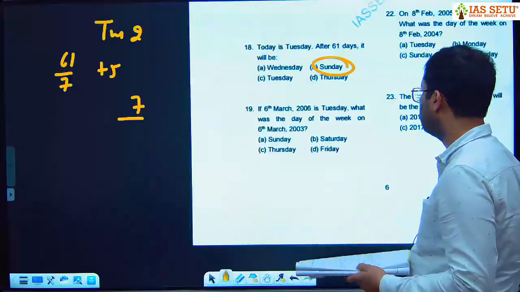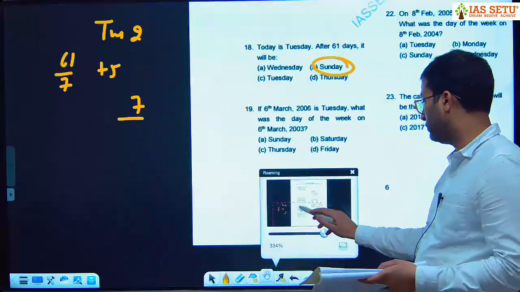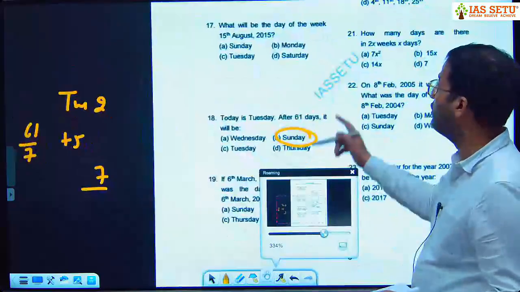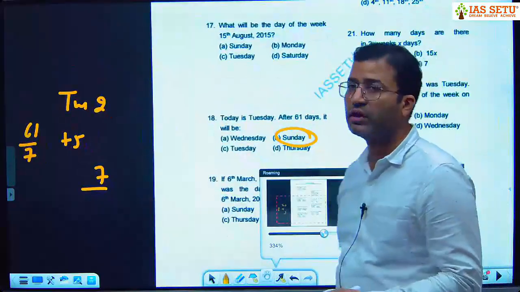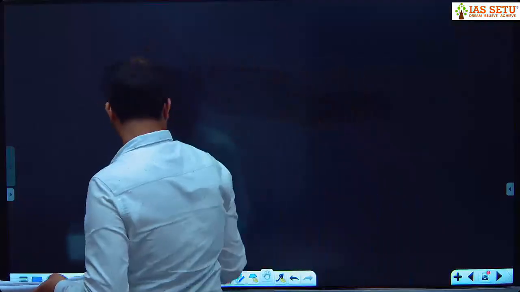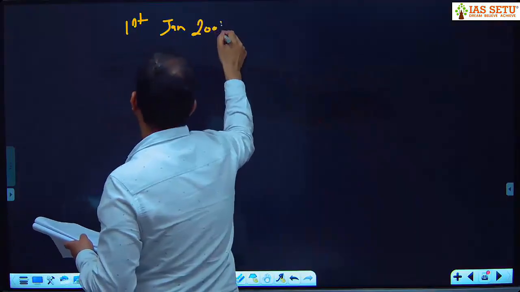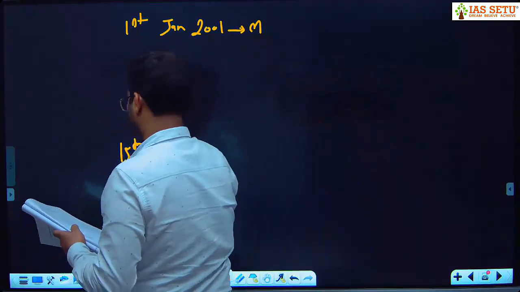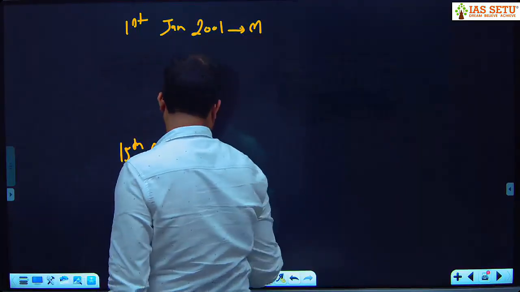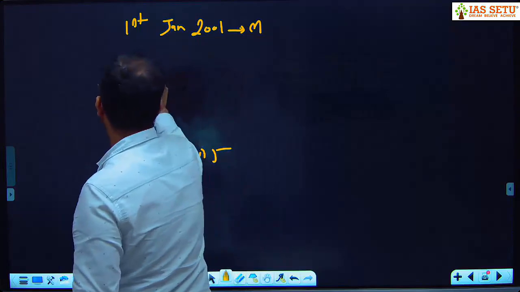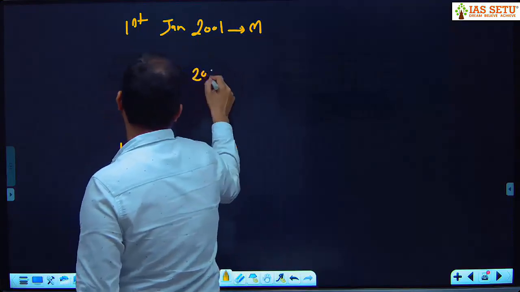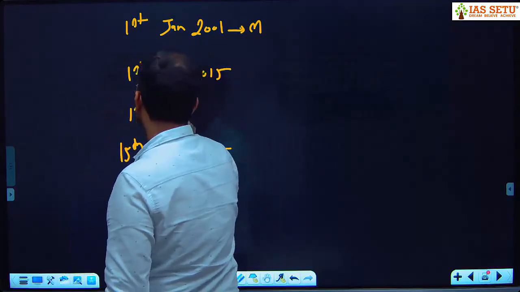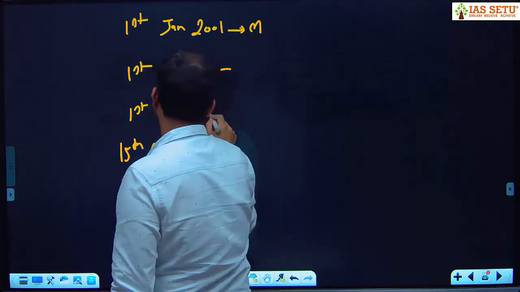Question 17. What day of the week on 15th August 2015? What reference we will take? 1 January 2001. इस क्वेश्चन में रेफरेंस लेना आपने 1 जनवरी 2001, Monday. It is 15th August 2015. 1 जनवरी 2001 से लेके 1 जनवरी 2015, then 1 January to 1 August 2015.